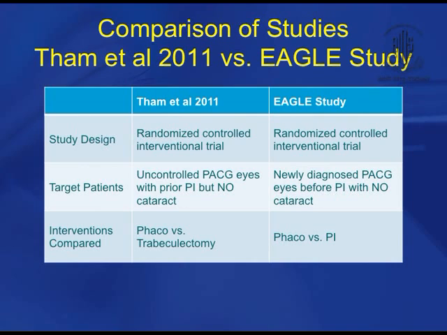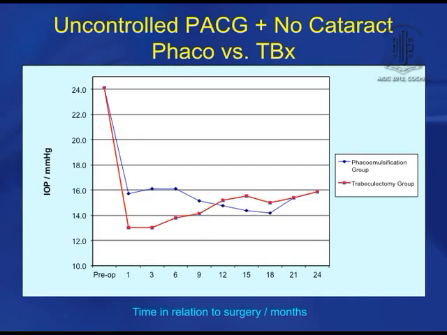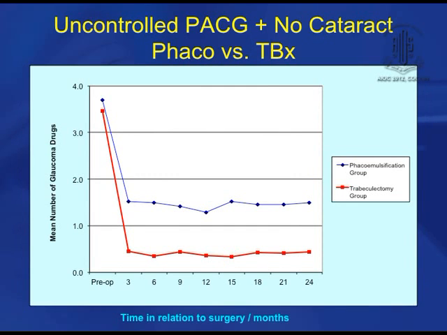And then the interventions involved in the two trials are also different. In the EAGLE study, they were comparing clear lens extraction versus peripheral iridotomy, whereas we were comparing phacoemulsification, clear lens extraction, versus trabeculectomy. So if you look at the intraocular pressure profile over the first 24 months, both treatments, phacoemulsification and trabeculectomy, are effective in reducing intraocular pressure. Both treatments are effective in reducing requirement for glaucoma drugs, but once again, filtration surgery has an edge over phacoemulsification, at least over the first 24 months.